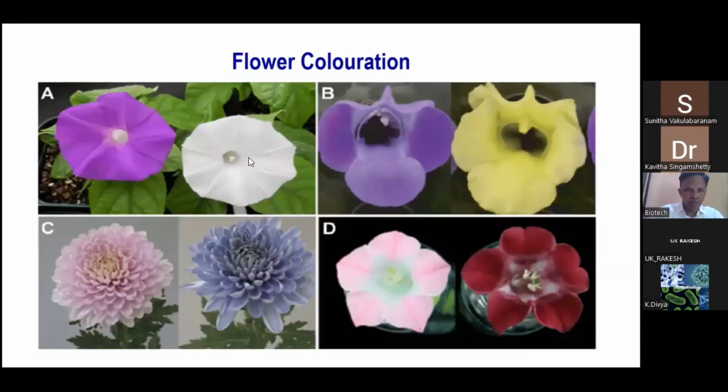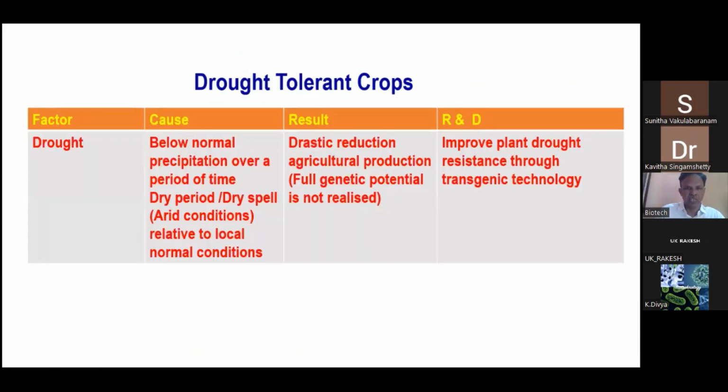You also have other flowers that you can see here. They have different flower colorations that you can see here. This is also done by the process of genetic engineering, right? Then drought-tolerant crops are also produced because during dry summer, arid conditions will result in death of these plants. So with transgenic technology, we are able to produce drought-tolerant crops.